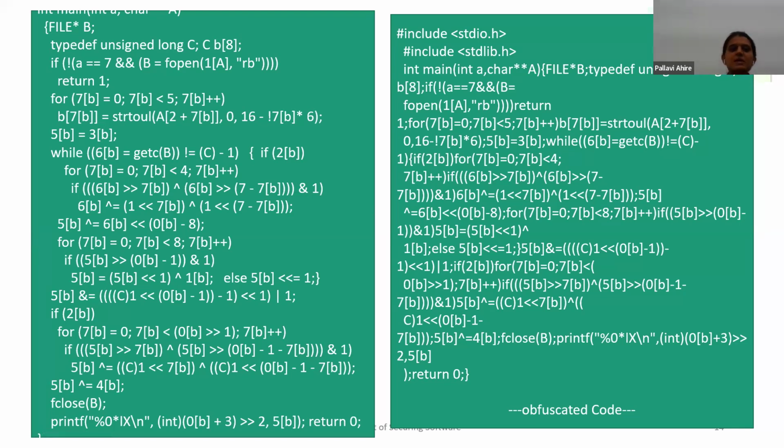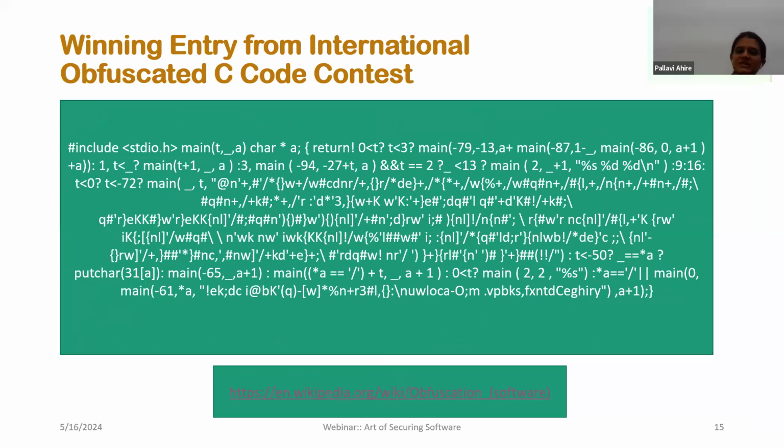But by providing some bit of effort inside, the attacker is able to get that. Now, what is it? This is the winning entry from the International Obfuscated C Code Contest. You can see that whatever code is written here, no one is able to understand for what particular purpose it is written. You can see stdio.h, main, char; these are the things which you cannot change. So these things would stay as they are, and everything else is changed.